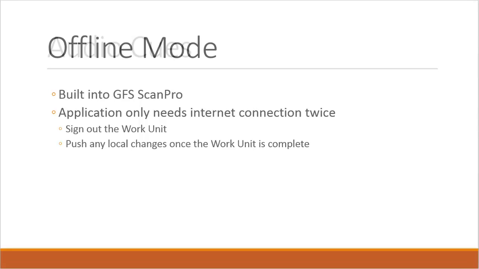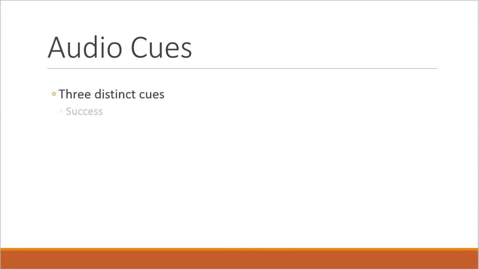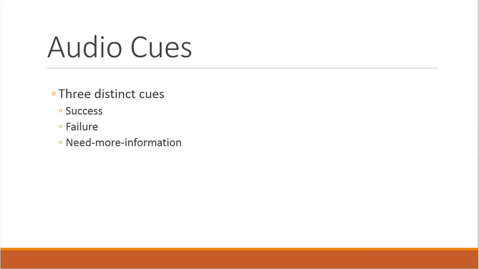The second behind-the-scenes feature is audio cues. During use of our application, users may hear three distinct sounds. The first is a success tone, which will play when the users provide correct data. The second sound is an error tone. This will play if some error is found during use of the application. Finally, the third sound is a special need more information tone, which will play if an item being scanned requires user input. An example of this may be if an item needs to be weighed.